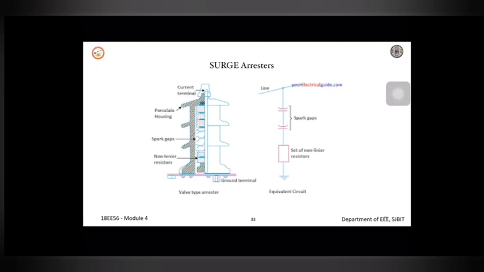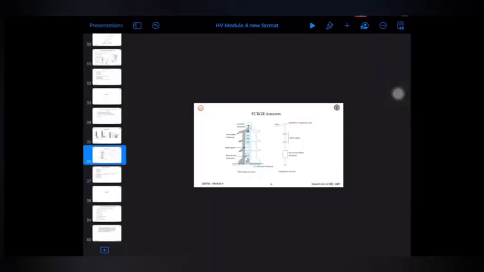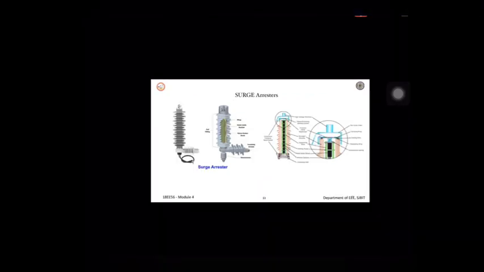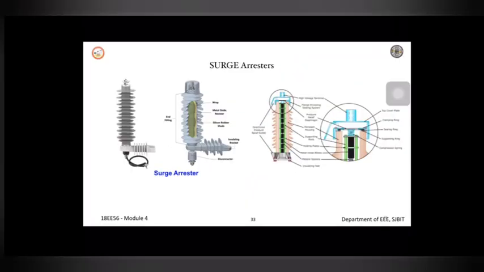You can refer to my notes or the textbook also. That diagram will be sufficient. You can explain with respect to that diagram. So these are the diagrams which will show you how the surge arrestor looks, because whenever you visit any power station or any substation or any transmission station, we never easily identify the surge arrestor because it looks similar to your normal insulator.